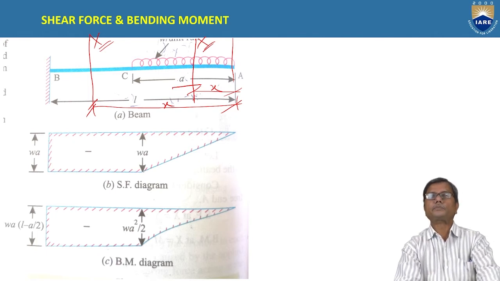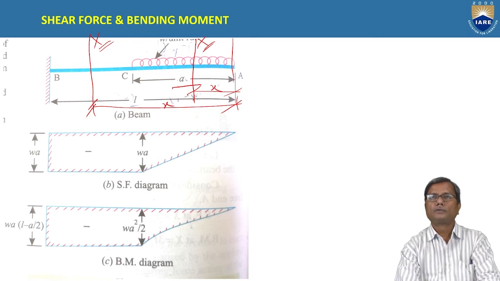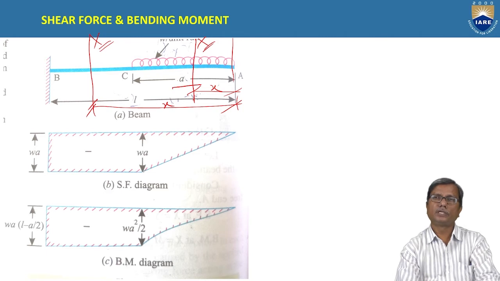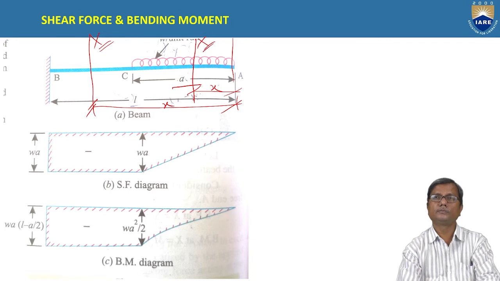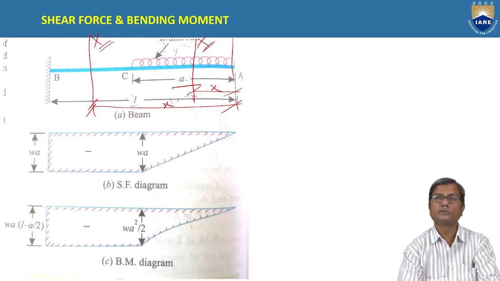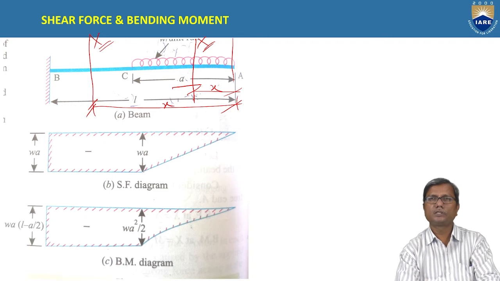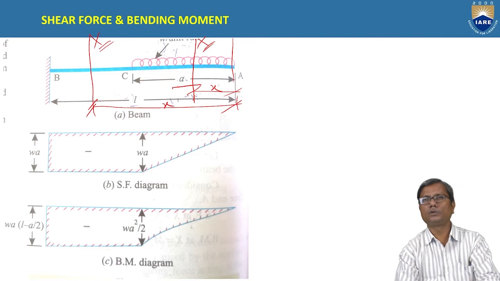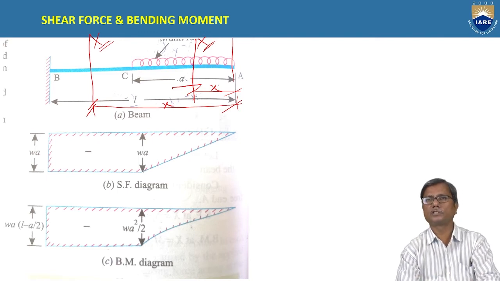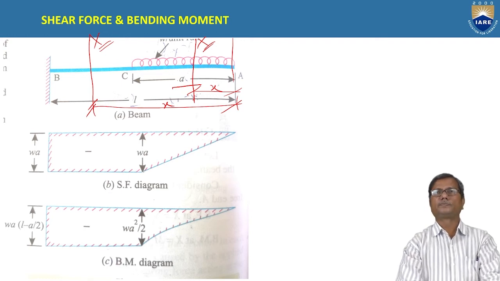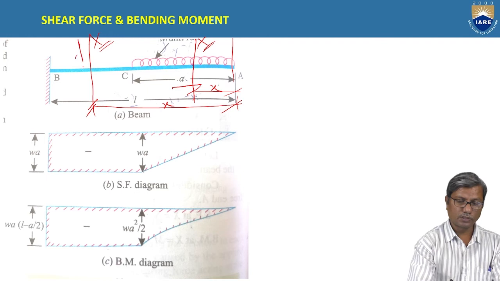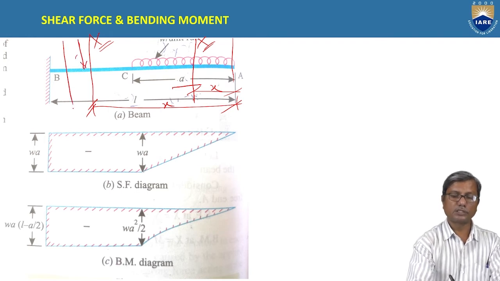So we need to consider two different sections: one in the portion AC, the other in the portion BC. So like this, wherever there is a change in load, we will add one section. If there is a point load at some point here, then we may need to consider one more section.